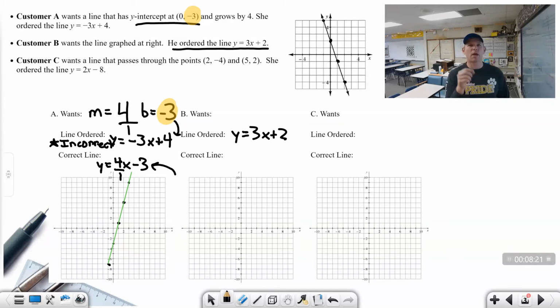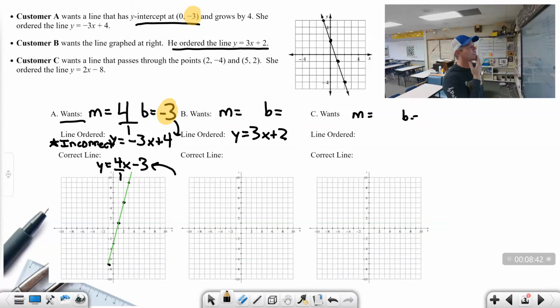What line do they want? Well, let's look at this line. M equals, B equals. You're noticing that I'm writing the growth and the beginning value in the wants line. That's probably what you're going to do over here and over here. Just saying, it's a hint. Okay? So let's go ahead and look at this line.